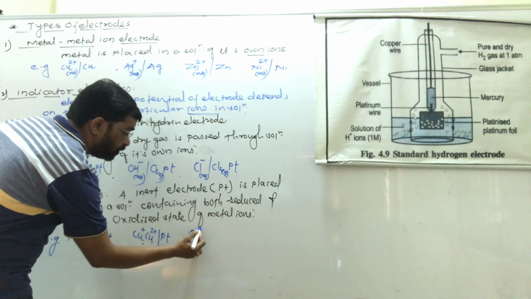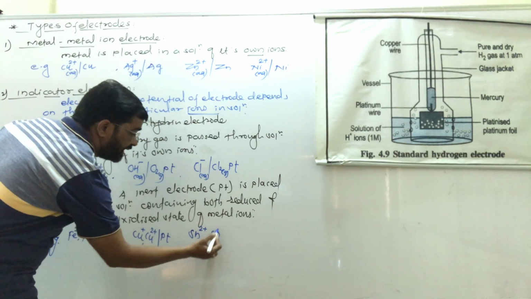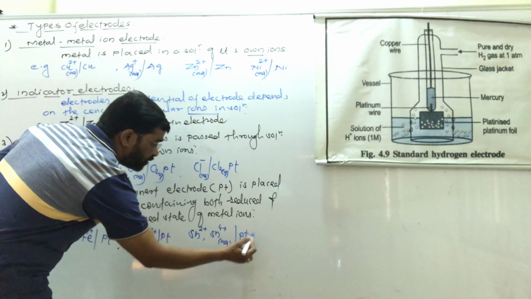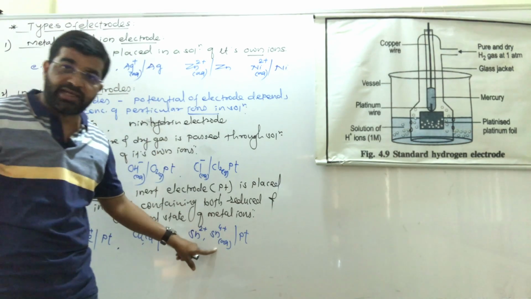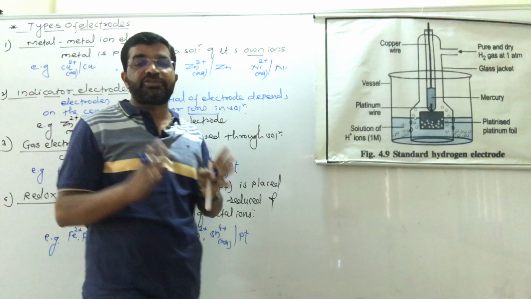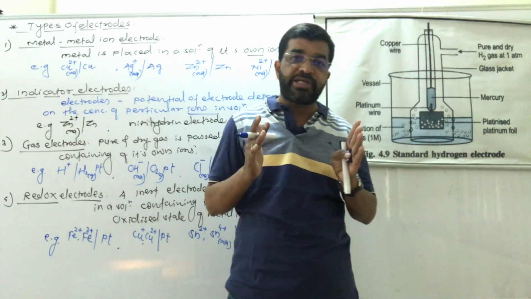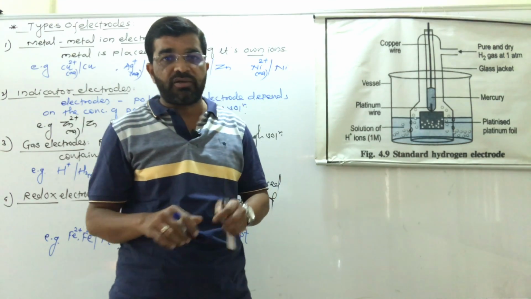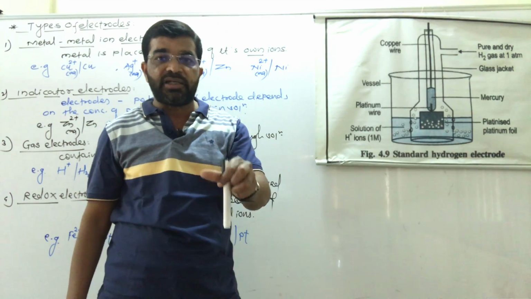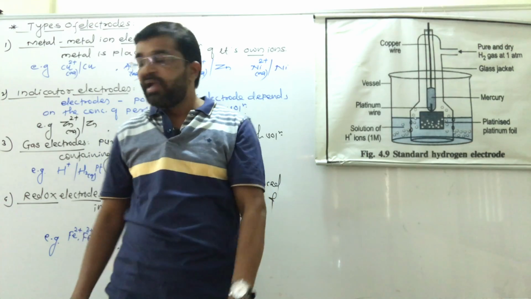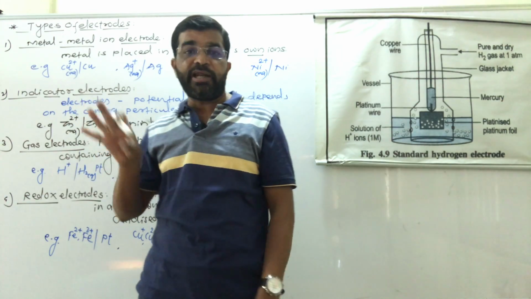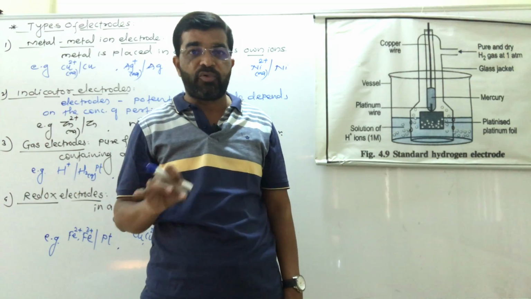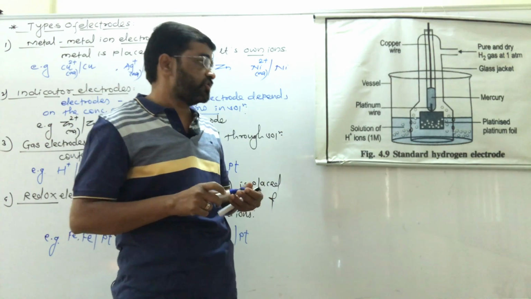Then Sn2+ and Sn4+, and a platinum electrode is placed in it, stannous and stannic. So both oxidized and reduced states are present in the same solution, and in such a solution an inert platinum electrode is placed, and that type of electrodes are called the redox electrodes.